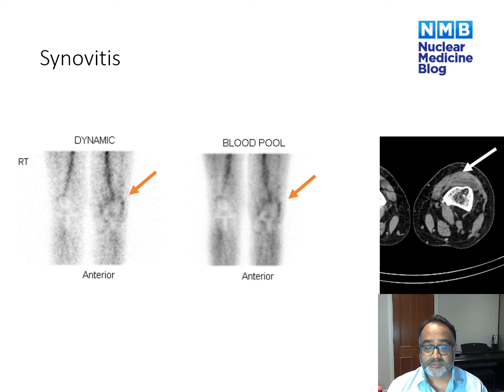We are often asked whether it's still worthwhile doing dynamic and blood pool imaging, and I think this example shows us why. The first thing I'd look at when I look at the bone SPECT-CT scan is the dynamic and blood pool imaging. We can see on the dynamic and blood pool phase images there is some activity in the soft tissues around the knee. On the CT component we can see there's a small joint effusion. This would suggest there's a synovitis.